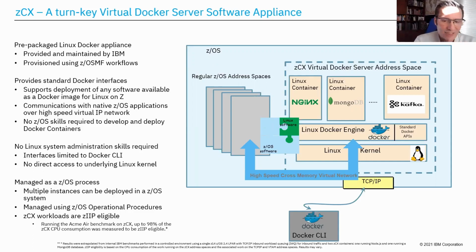And again, this is managed as a z/OS process. So this ZCX virtual Docker server address space is in fact just another address space, and you can manage it using standard z/OS operational procedures. The last point I want to make here before we get into a little more detail is that ZCX workloads are zIIP eligible, in fact almost close to 100%. We have measurements that range from 95 to 98 and even 99% of the workload can be offloaded to zIIP engines.